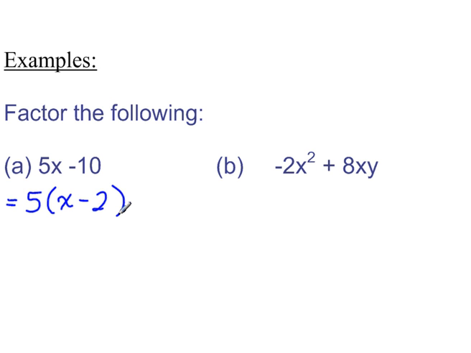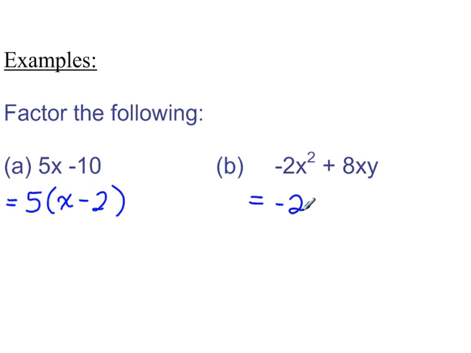Let's do the same for the next one. The next one's a little bit more complicated. So again, we look for a common factor. First, let's deal with the numbers. In this case, a 2 goes into both, and it's always a good idea if there is a leading negative coefficient to factor that out. So we're going to factor out negative 2, and let's look if there's any letters in common.